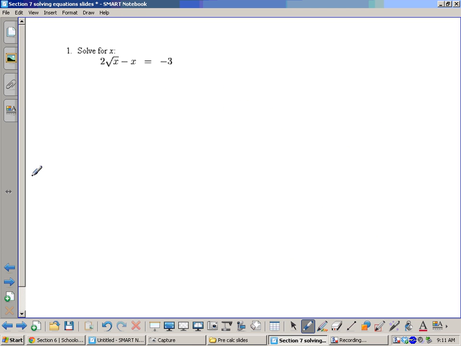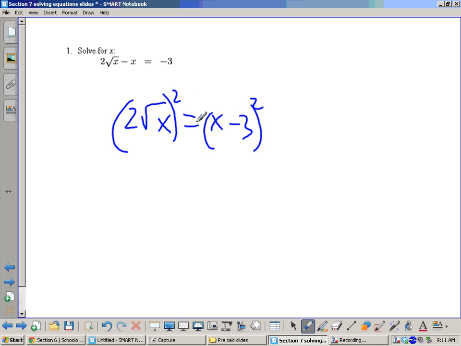Okay, we're going to do one with square roots, and in order to get a variable out of a square root, we have to do its inverse, and the inverse of square roots are squaring. But before we square, I really would just like to isolate. So I'm going to add this x to the other side and get x minus 3. Now I can square both sides. An error that a lot of students make is they just square the square root and they forget that there's a 2 out here. That ends up being 4x equals x squared minus 6x plus 9.